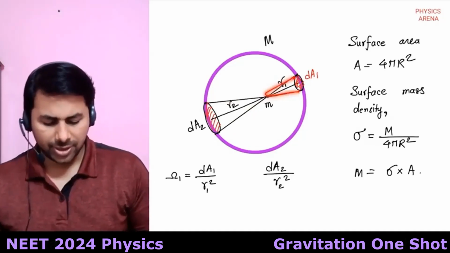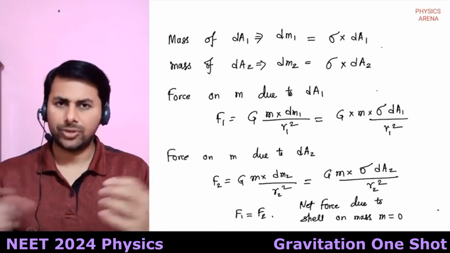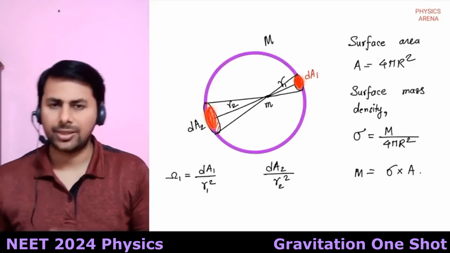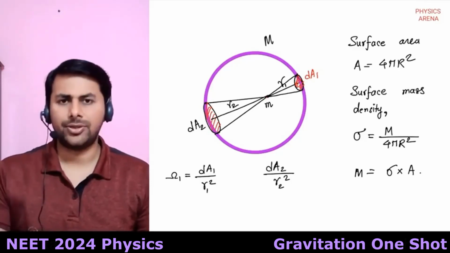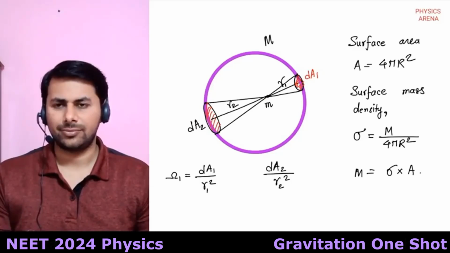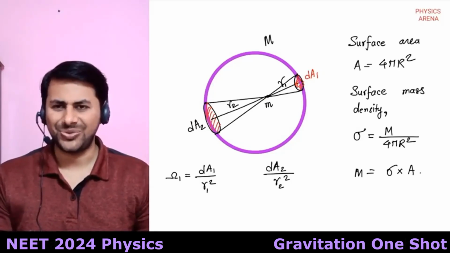Okay, the size of this cone and this cone is equal, and therefore these two forces are equal and opposite. Force due to this mass and force due to this mass are equal and opposite. So the net force on this mass m will get cancelled out. Is it clear? Yes, no?